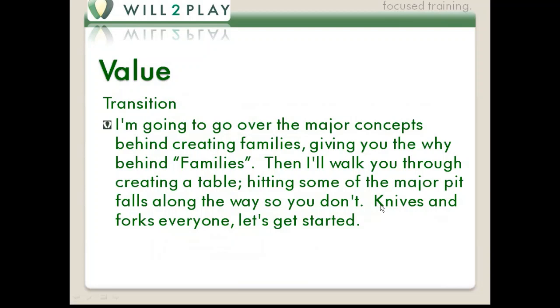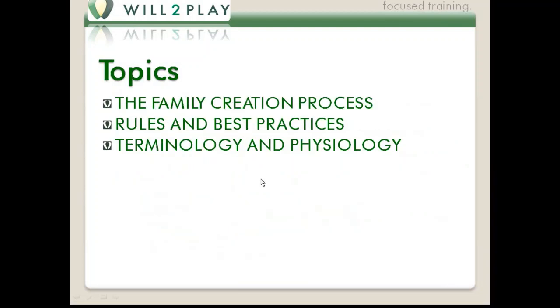Of course, you'll know everything. I like the little saying here. Knives and forks, everyone. Let's get started. Right? Because you're eating an elephant. I don't know, working on a table. The topics are always going to be the same. Talk about the family creation process. Do some rules and best practices, terminology, and psychology on this one. Normally, I'm going to have 3 major points that I'm going to hit on every single hour. These are the 3 major points, and we'll do minor points. Very succinct.